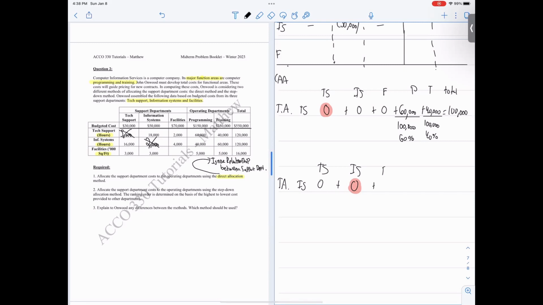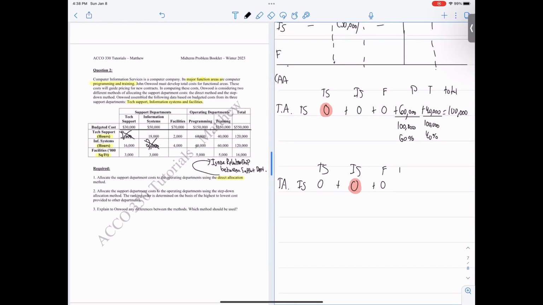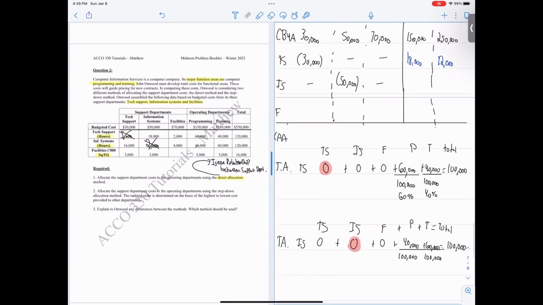Okay, then facilities, they provide information systems provides facilities 4,000 hours. Nothing, because we're doing the direct method. Then programming, training, total, they provide programming 40,000, training 60,000. That gives you guys a total of 100,000. Then we build our proportions. So programming takes 40 of the 100. Training takes 60 of the total 100,000 here, right? So we build a proportion based on this total. And now we can go do our math.